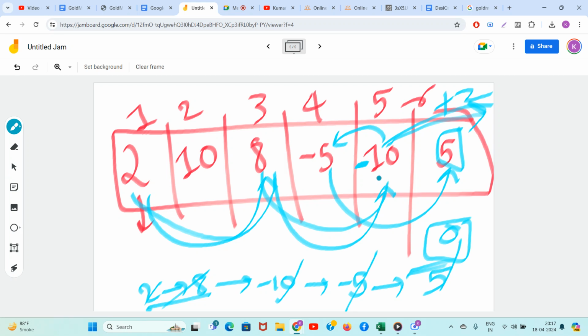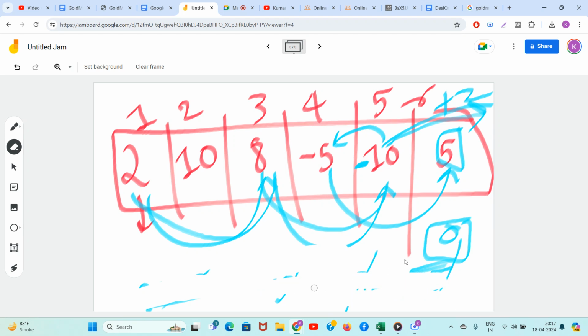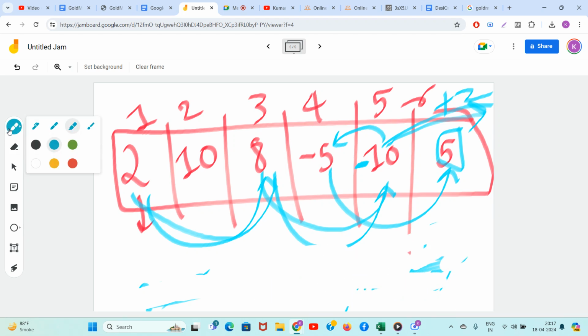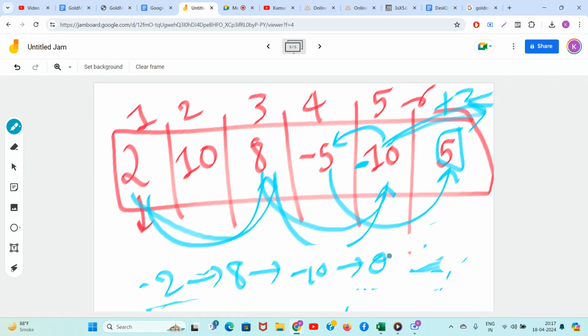Yes, that's why I'm saying that is another way. You can jump from minus 5 outside also. In that case, what will be the answer? Guys, you can go from 2 to 8, 8 to minus 10, and then outside. Going outside is also possible. In that case, also the answer is 0 only. But reaching minus 5 and going outside is not possible.